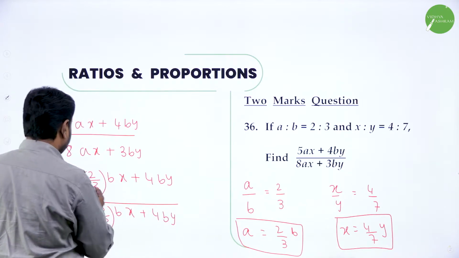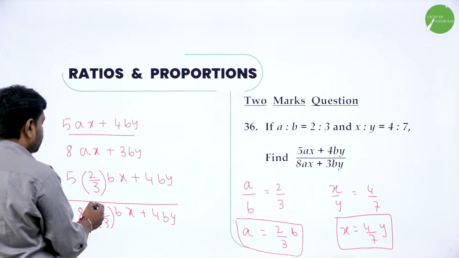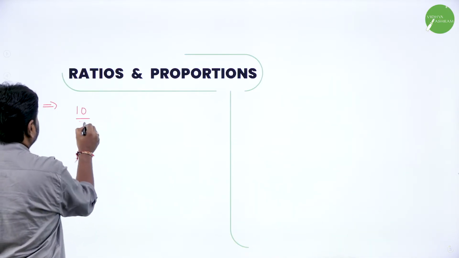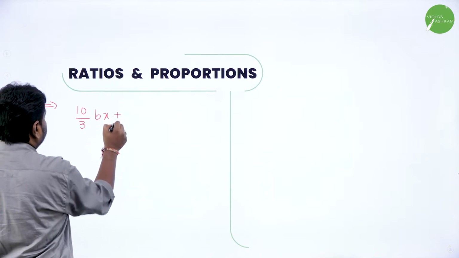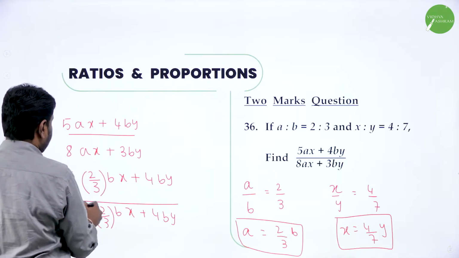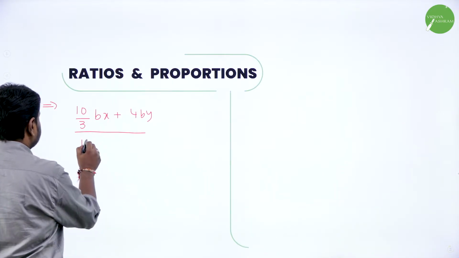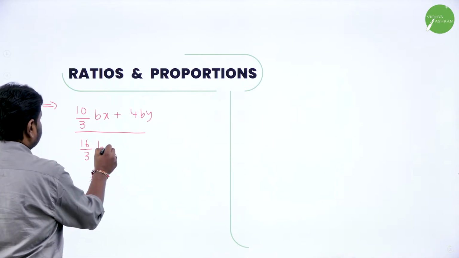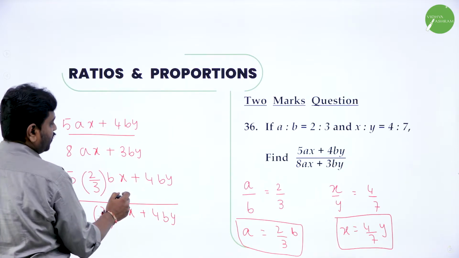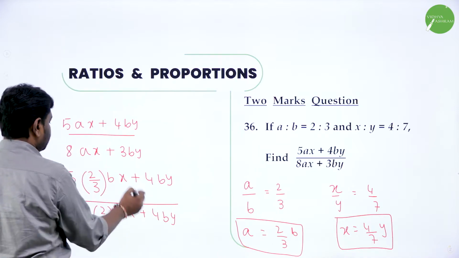So now I substituted: 5 2s are 10, 10 by 3 bx plus 4by, divided by 8 2s are 16 by 3 bx plus, sorry, 3by, this is 3by.